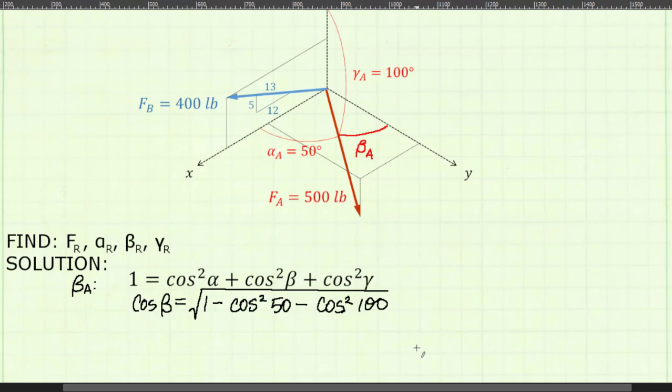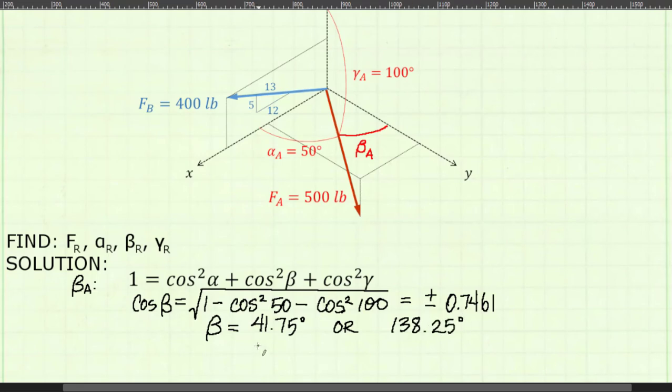I rewrite the identity to solve for the cosine of beta. I find that cosine beta is equal to 0.7461. Because it is squared in the equation, this number could be either positive or negative. Solving for beta using the positive value, I get 41.75 degrees. Using the negative value, I get 138.25 degrees. One of those is correct. By looking at our image, we can determine by inspection that 41.75 is the correct value.